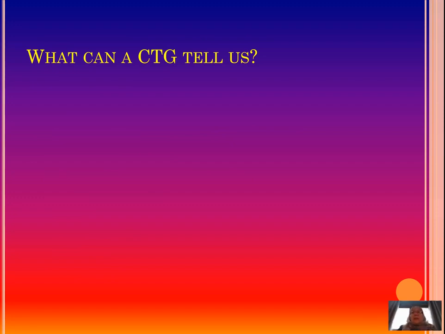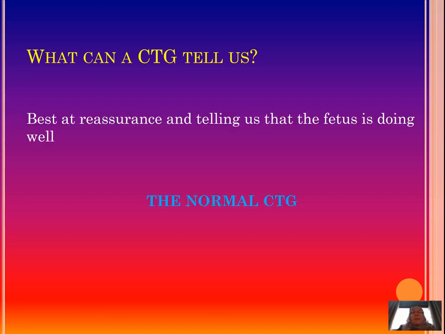But what can a CTG tell us? We have said already a CTG looks at fetal well-being, but what is it that a CTG can tell us? Actually, the best thing a CTG can tell us is when the CTG is normal, meaning that abnormalities can have very many causes, and the CTG does not point us towards the cause. It just tells us there's something not quite right here, and actually nearly 90% of babies are absolutely fine, even if they have abnormal CTGs.